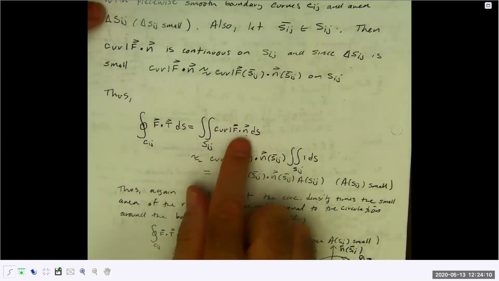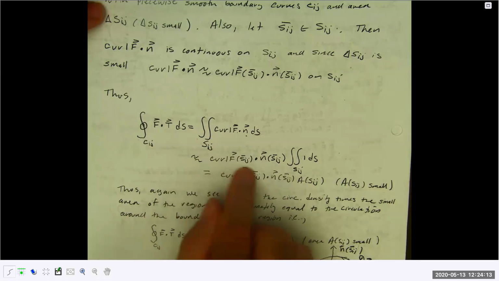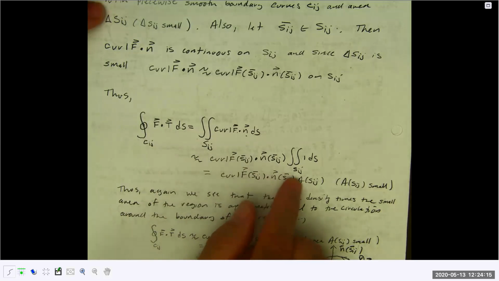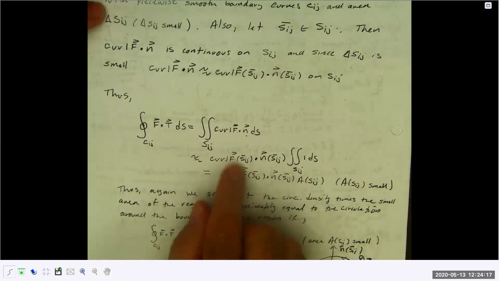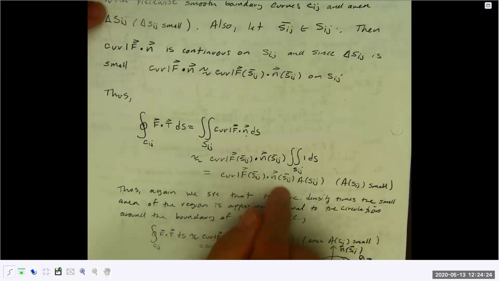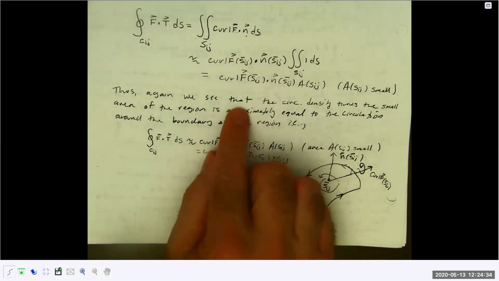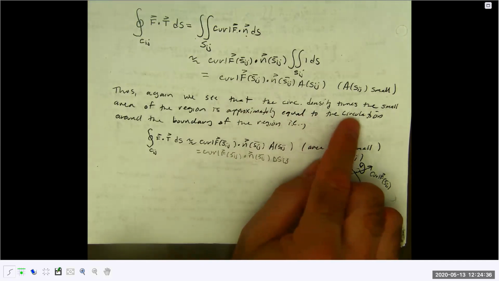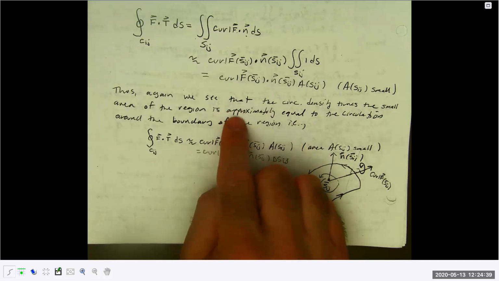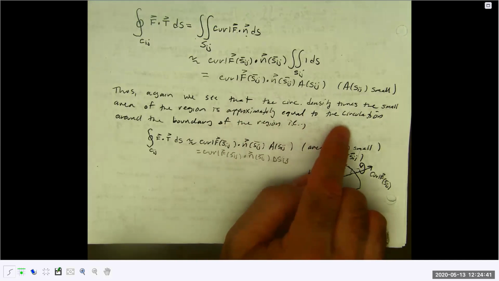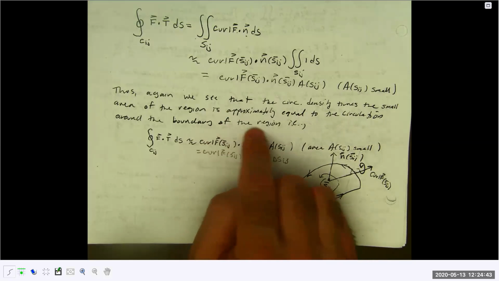And it's approximately equal to this because the curl of F dot n is approximately equal to this guy on S sub ij, so we can pull out that constant. And so this would be equal to the curl of F at S sub ij bar dotted with the normal at S sub ij bar, multiplied by the area of that patch of surface. Thus again, we see that the circulation density times the small area of the region is approximately equal to the circulation around the boundary of the region.